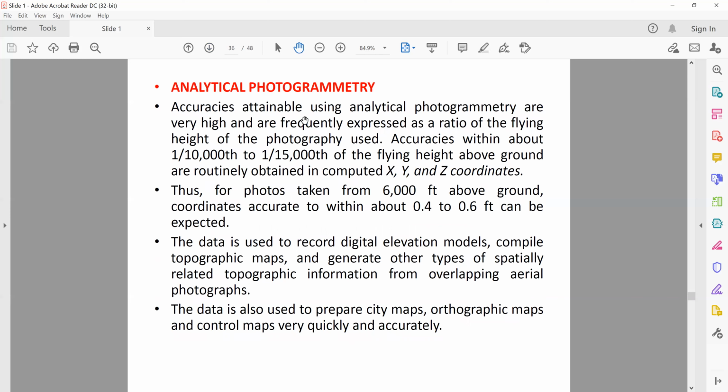So the accuracies that you can get from the whole photogrammetry procedure are about 1 over 10,000 to 1 over 15,000 of the flying height above ground. So that means the accuracy depends on the flying height. So the more the flying height, obviously the accuracy would decrease. So the lower the height, the more would be the accuracy of whatever information you want to gather from the ground.